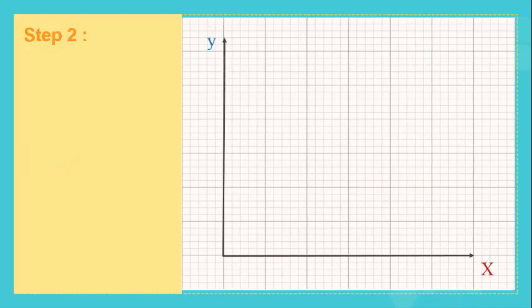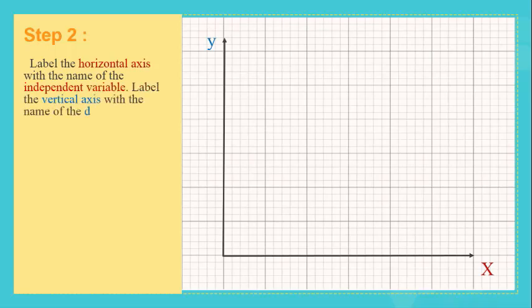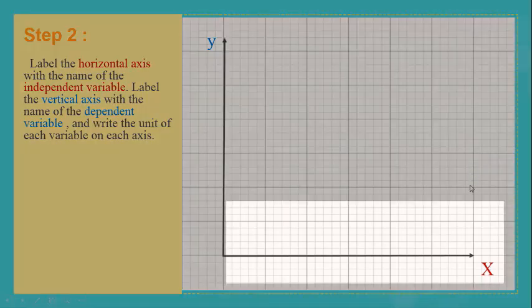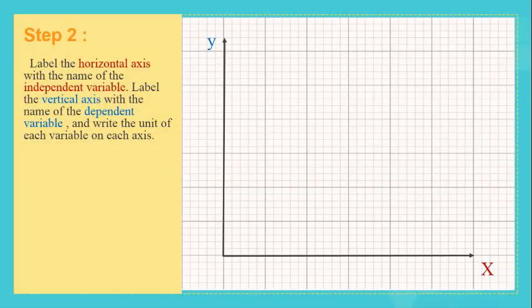Step 2. Label the horizontal axis with the name of the independent variable. Label the vertical axis with the name of the dependent variable and write the unit of each variable on each axis. First, which one is the horizontal axis? This is the horizontal axis. Now we should write the independent variable on this axis. But how can we determine the independent variable?